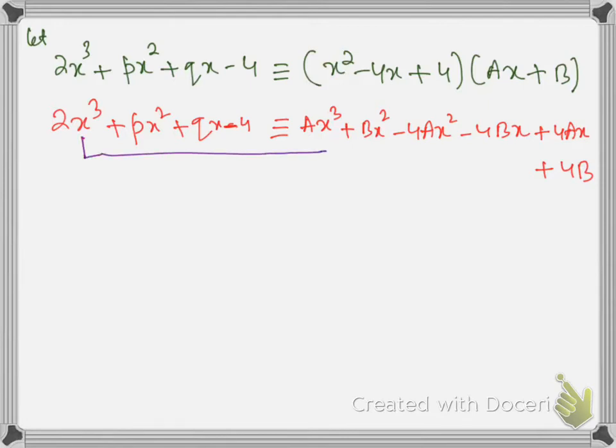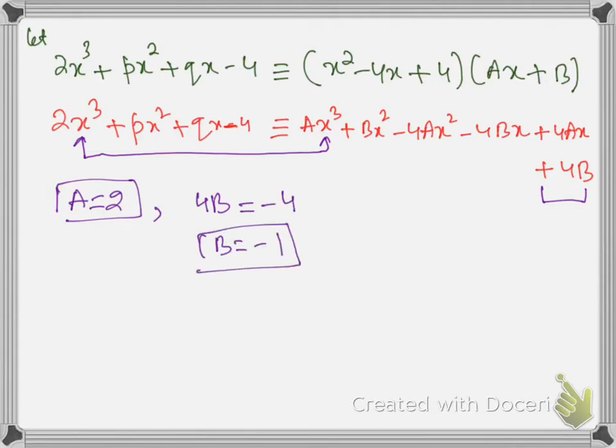Since the coefficient of x cube on left hand side is 2 and the coefficient of x cube on the right hand side is a, therefore a is 2. The value of a is 2. Now we will compare the constant term with the constant term. The constant term on the left side is negative 4, whereas the constant term on the right side is 4b. Therefore b is negative 1. This is the way to get the values of a and b.